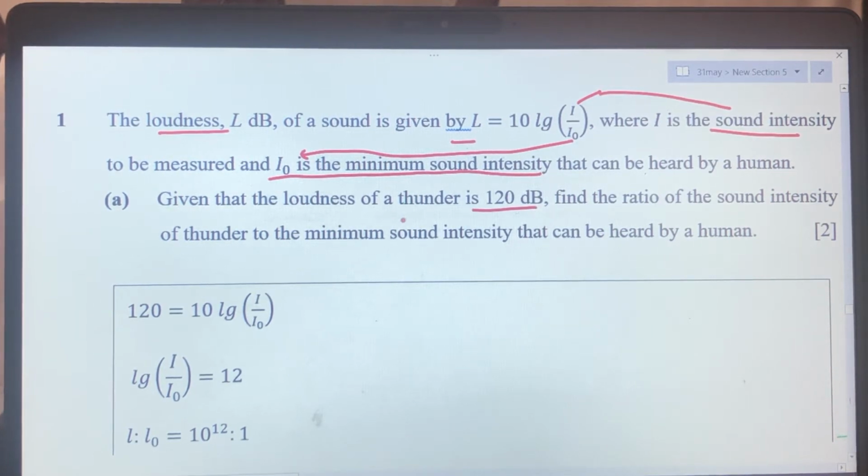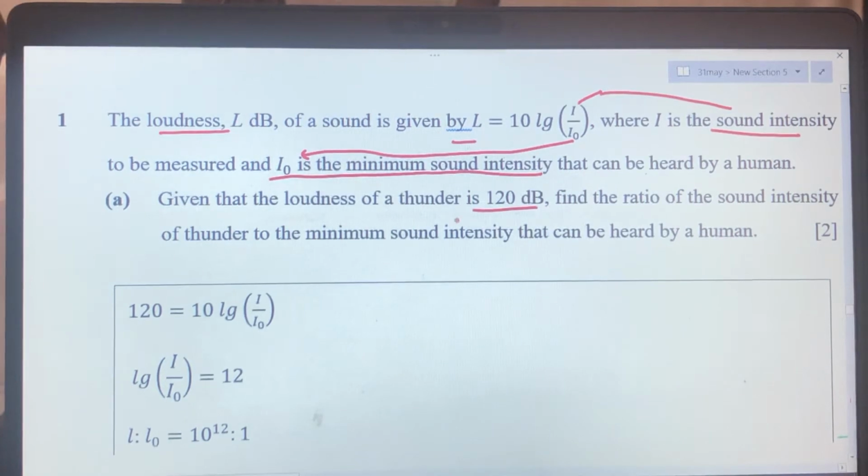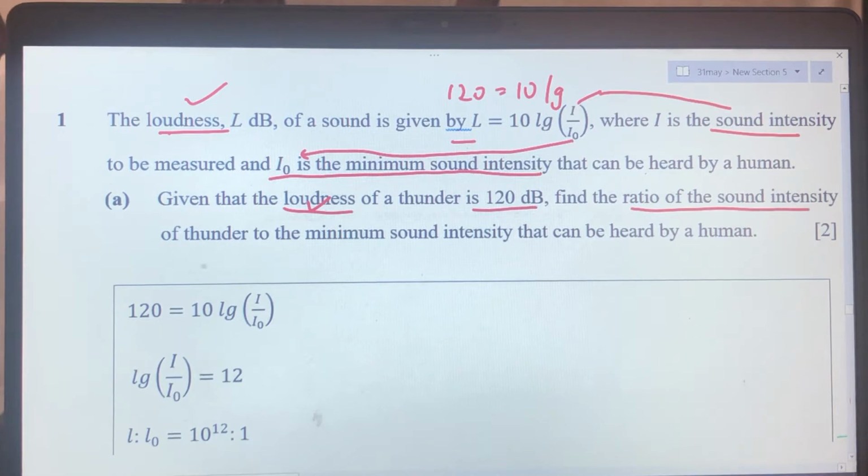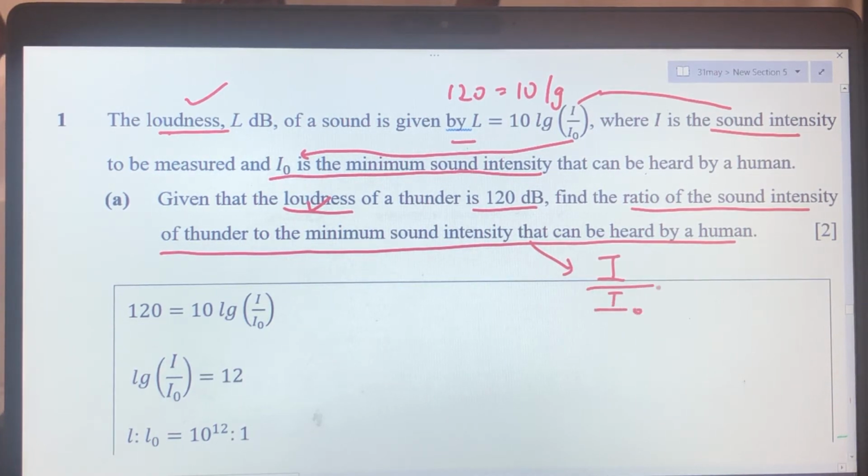So for such questions, application questions, you have to be very careful when you sub in the values. For example, this loudness is this loudness. So this is your 120, and your 10 is just a 10, your log base 10. Then this I, you actually don't have this value of I to I naught. So what the question wants is for you to find I over I naught, the ratio.